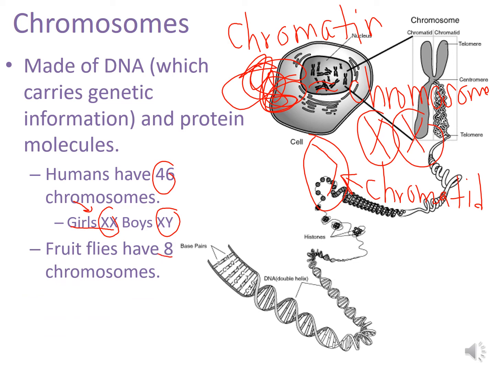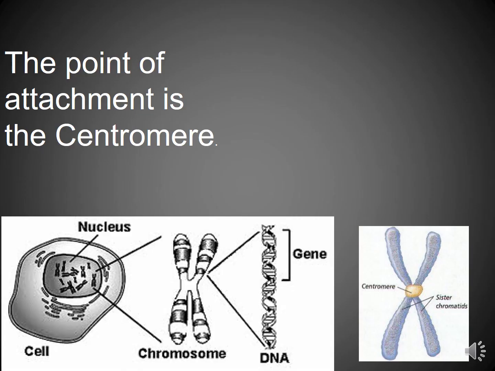Now, the thing is, with mitosis, remember, we're going to have 2 identical cells. So if we start with 46, if it's identical, obviously we're going to end with what? 46. So the point where the 2 chromatids attach is right here in the center, and that's called the centromere. Keyword centro, center.